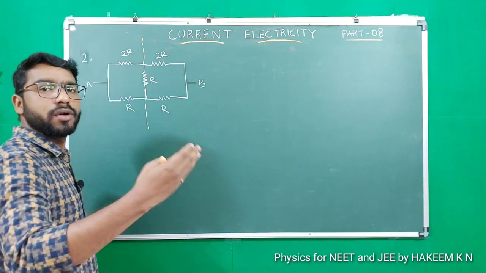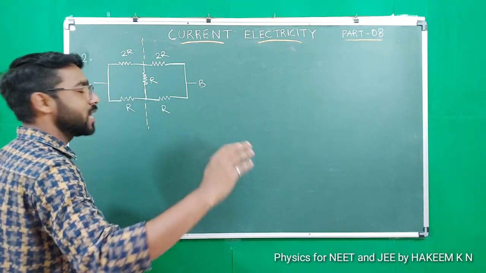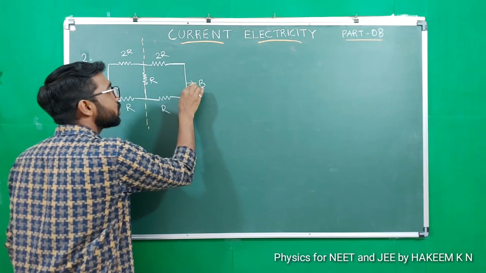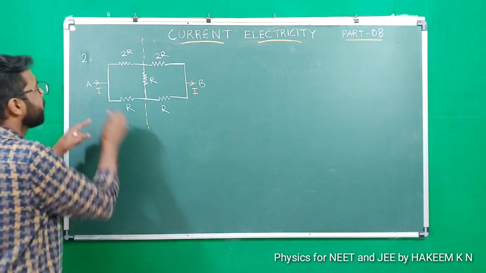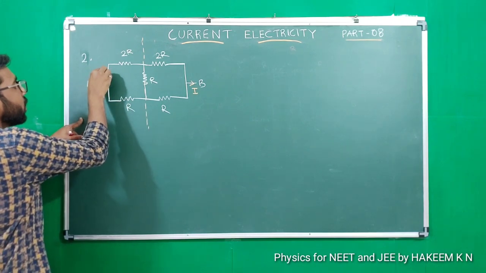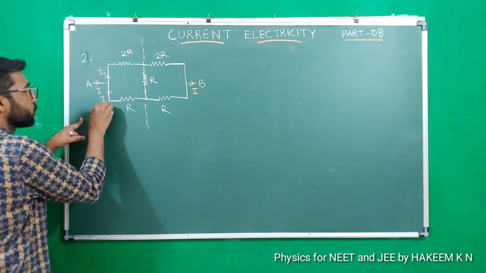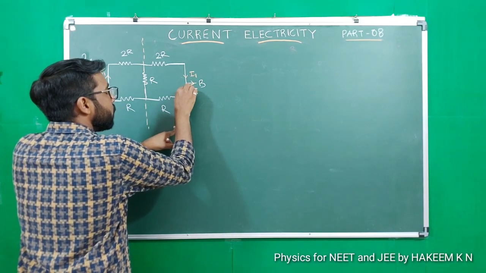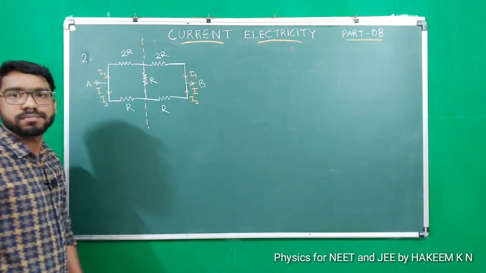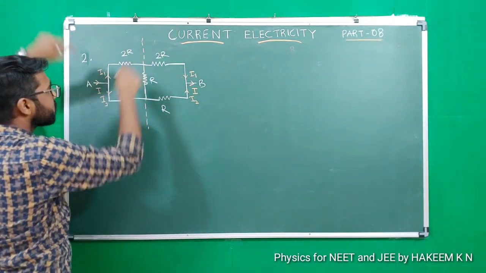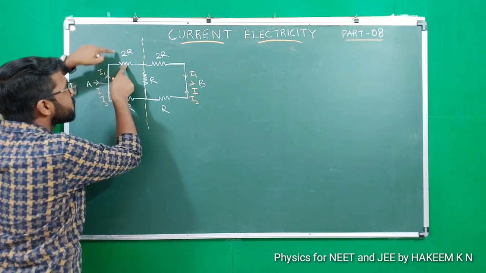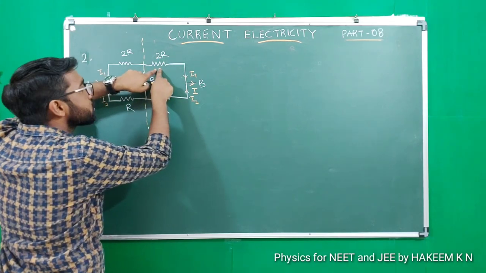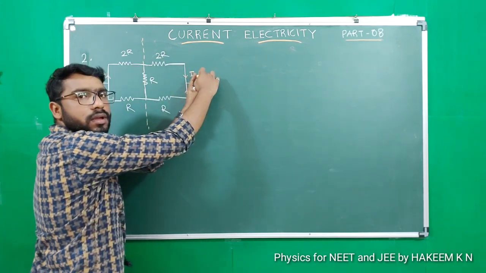Then we have to take opposite arms with the same current. So current I enters at A, so that current I should leave from B. That I splits into two pieces, I1 and I2. So here it will be I1 reaching towards B and I2 also reaching towards B. You see here I1 is reaching this 2R, again it should reach in this 2R, should pass through this 2R, then only it will be I1 here.